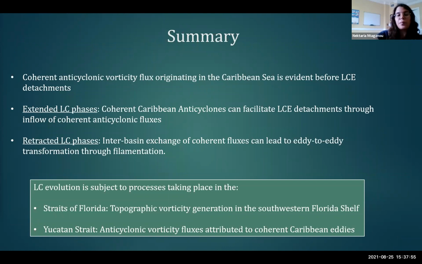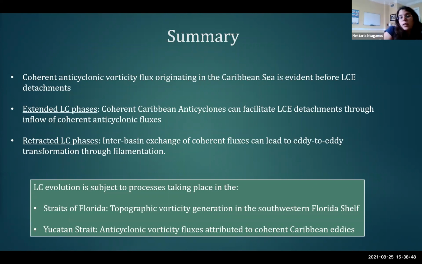In summary, I have been looking at the interaction of Caribbean eddies and the loop current in the Gulf of Mexico. The main findings are that, first of all, coherent anticyclonic vorticity flux that originates in the Caribbean Sea is evident before loop current eddy detachments. More specifically, under extended LC phases, coherent Caribbean anticyclones can facilitate the loop current eddy detachments through the inflow of coherent anticyclonic fluxes. And during retracted LC phases, there is inter-basin exchange of coherent fluxes that can lead to eddy-to-eddy transformation through filamentation.